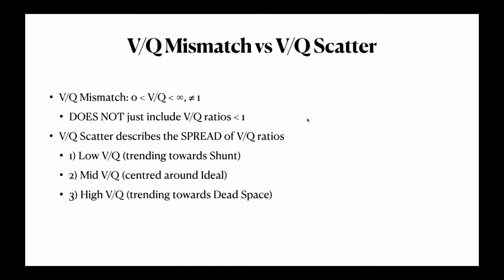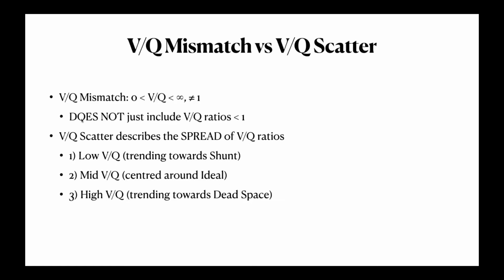And I'll tell you what they mean. I think there's a lot of confusion between them both, and a lot of times people use it interchangeably. VQ mismatch is essentially all the VQ numbers between 0 and infinity, but not including 1, and also not including 0 and not including infinity. All right. Because when you've got a VQ of 0, that's shunt. When you've got a VQ of infinity, that is alveolar dead space. And when you've got a VQ of 1, that's ideal alveolar matching.